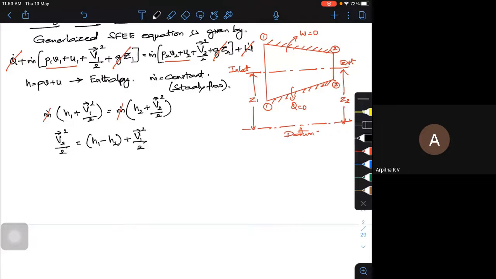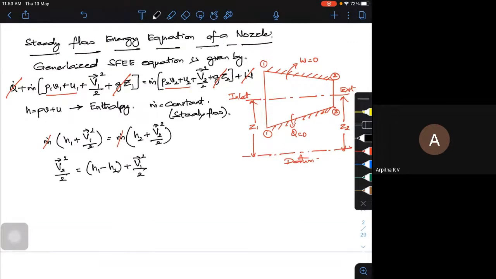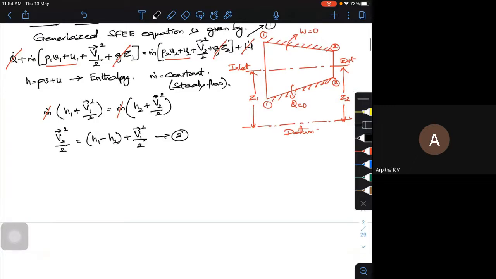If I call this equation 1, I can call this equation number 2. Now, what is this actually? H1 minus H2. What is H1 minus H2? This is the enthalpy of expansion.